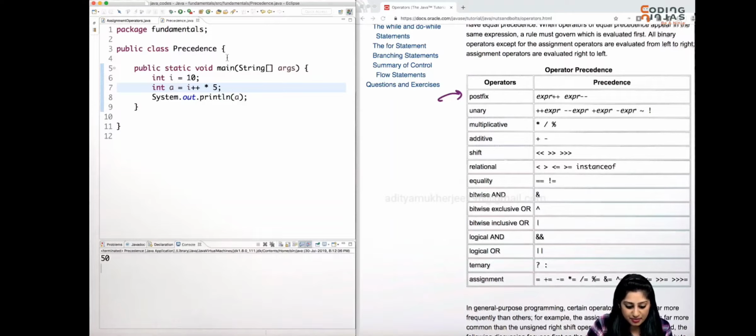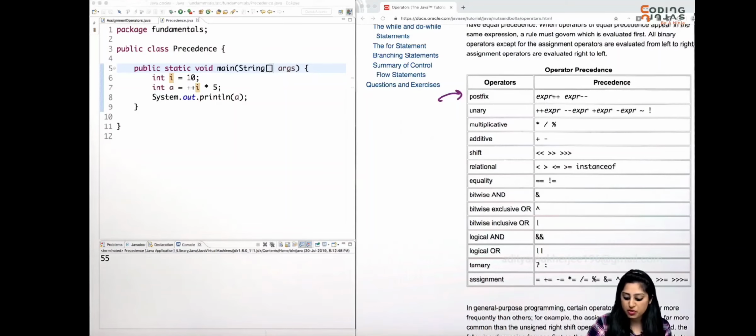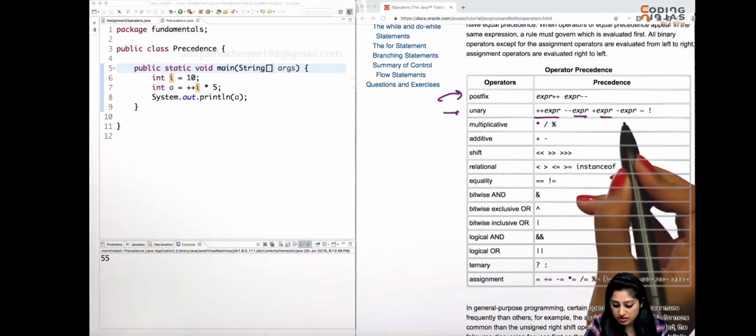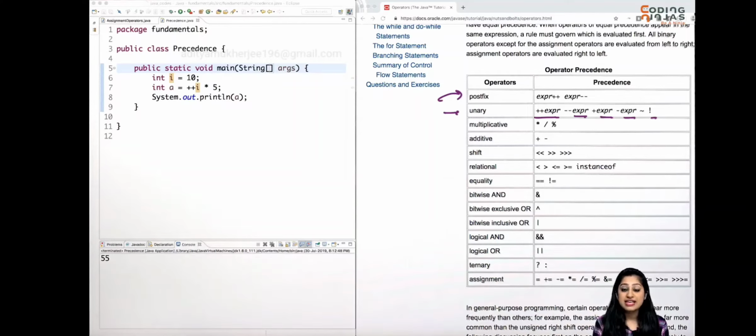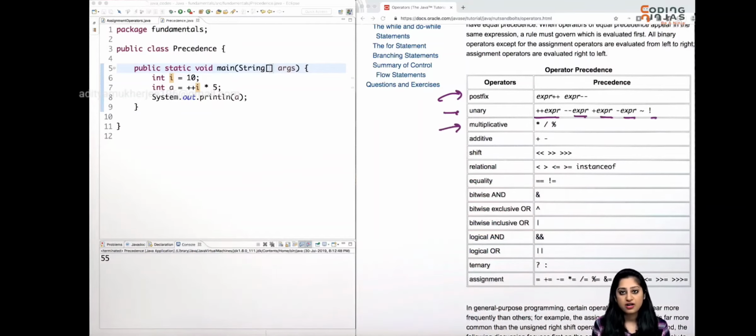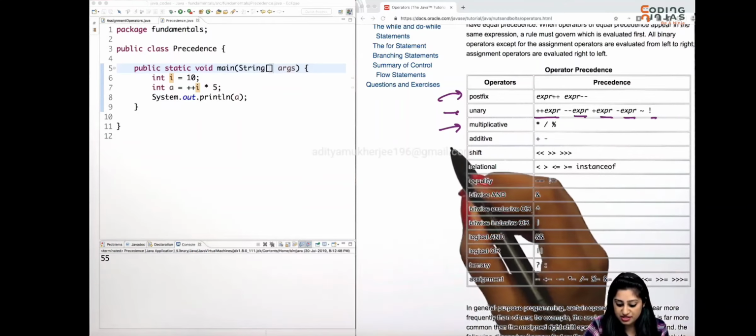Right? And had it been a pre-increment, the difference would have been even clearer to you. So first it will be 11 and then it will be multiplied by 5, right? So this is the precedence. So postfix operator has highest precedence. Then you have unary operators, having the next precedence. Next, multiplicative operators, that is multiply, divide, modulo, that we have already talked about, so they have higher precedence.